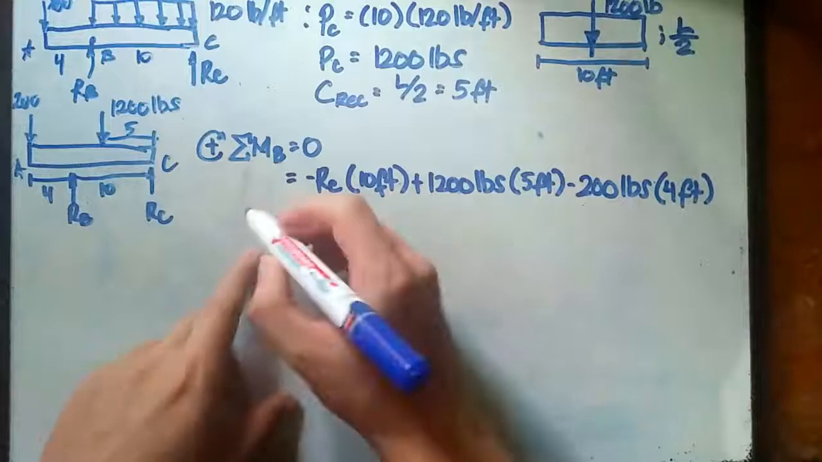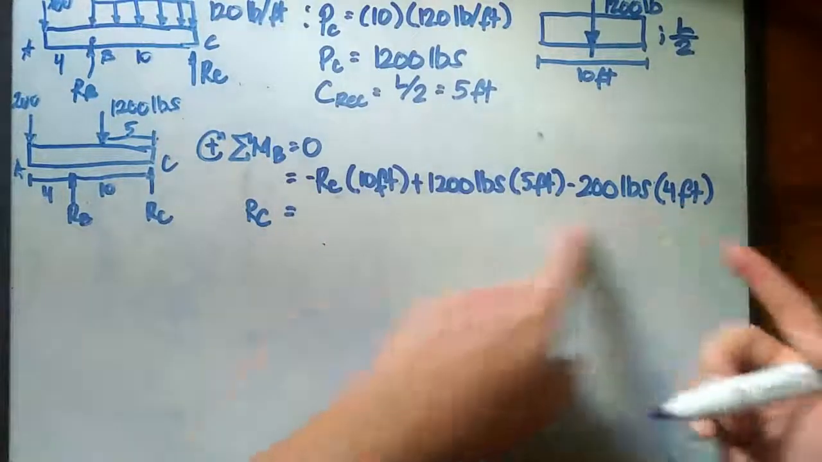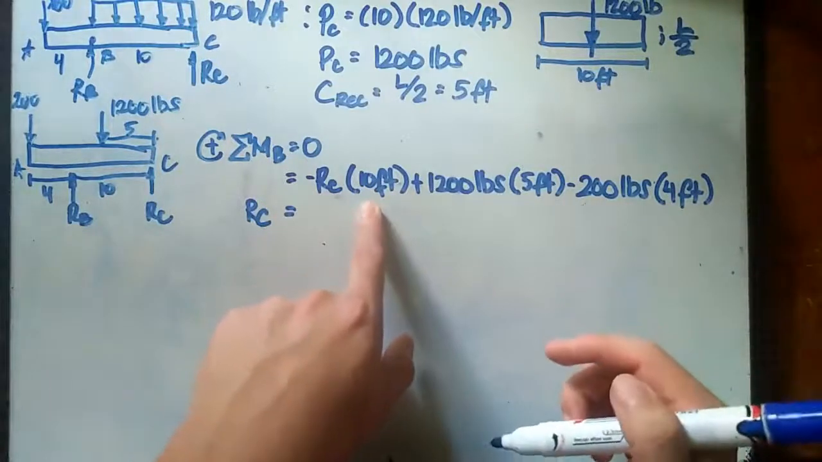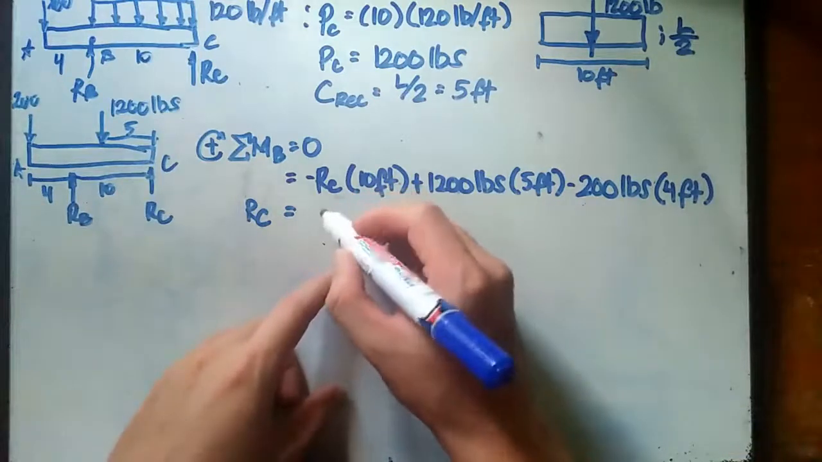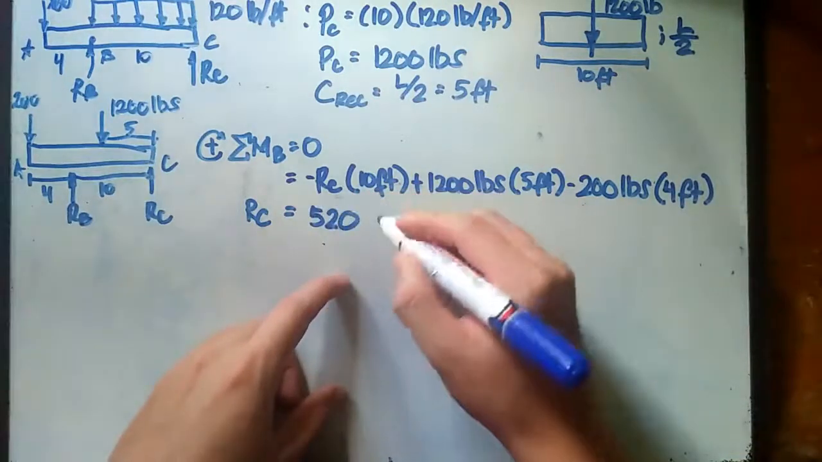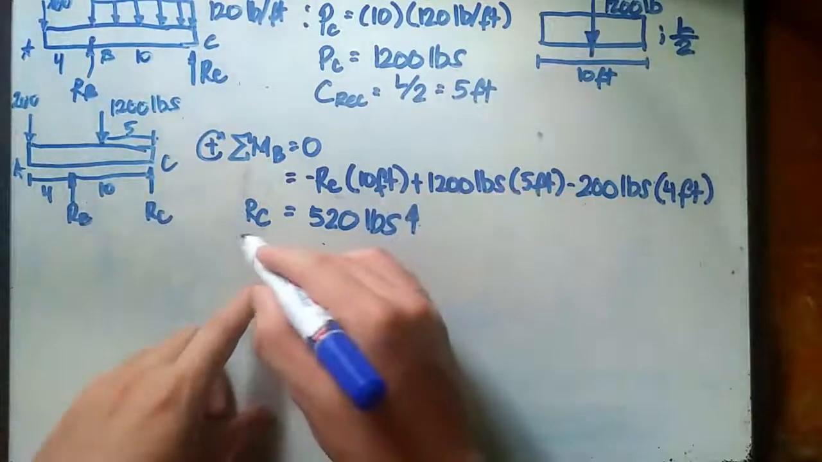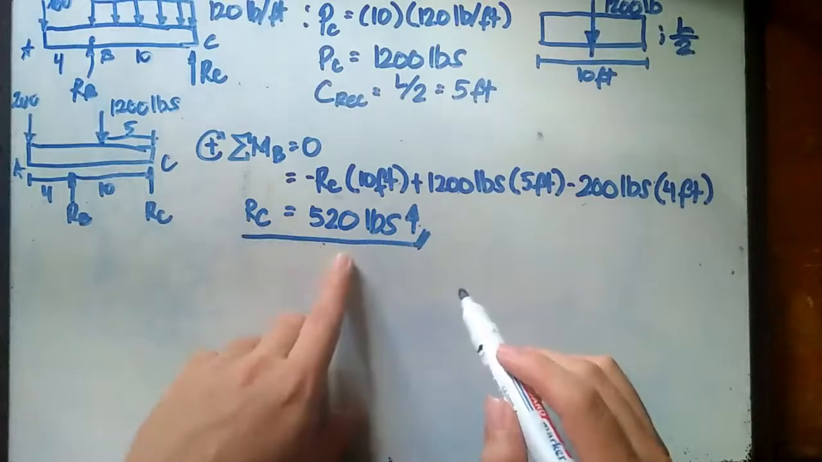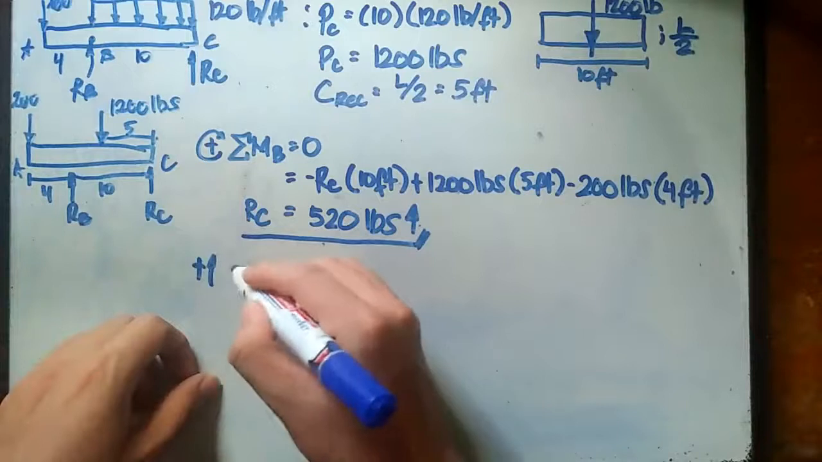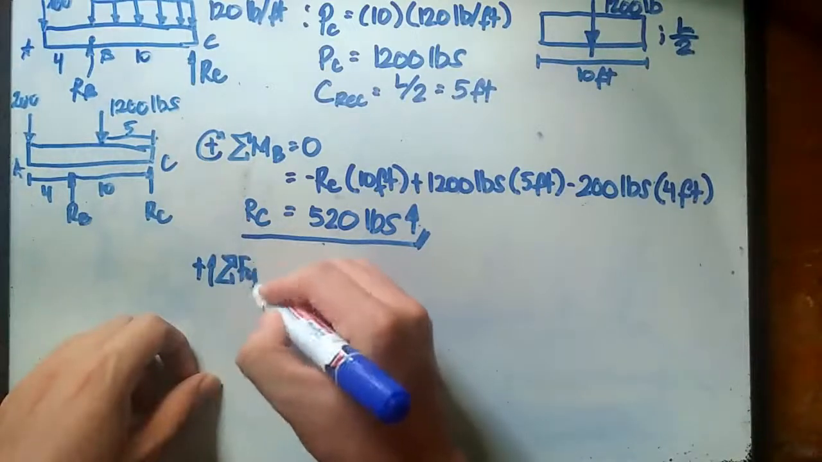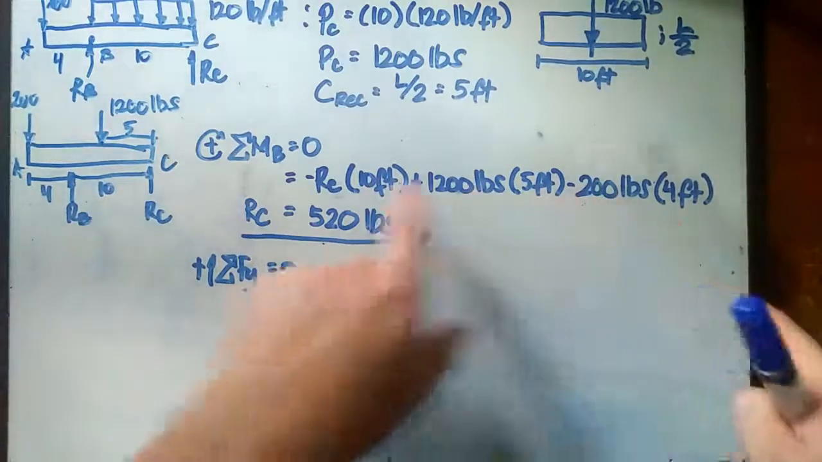Solving for R sub C. R sub C is basically all of this divided by 10 feet. And the answer for that one should be 520 pounds going up. So this is the reaction for R sub C. And the next one is just, we can use the summation of forces going up is positive along the y axis equals to 0. This one is just basic algebra.